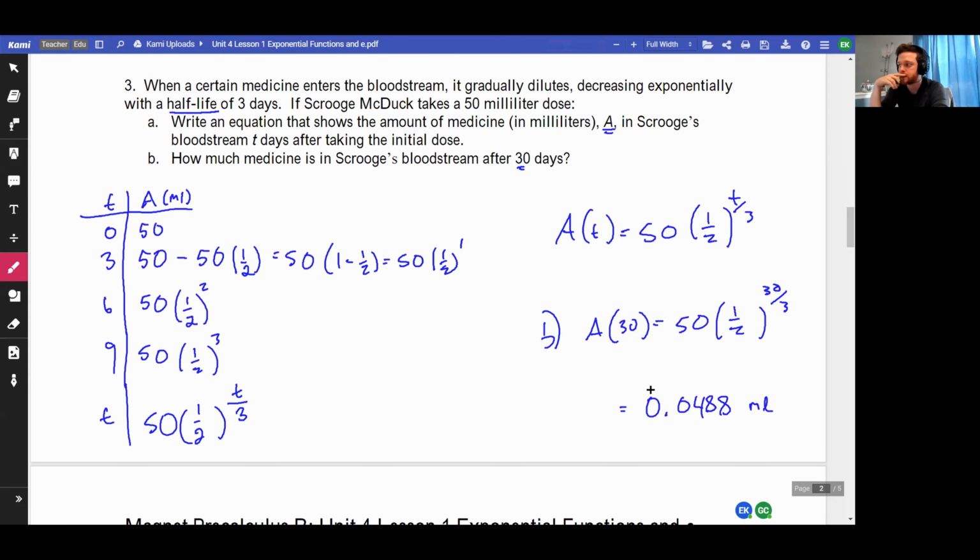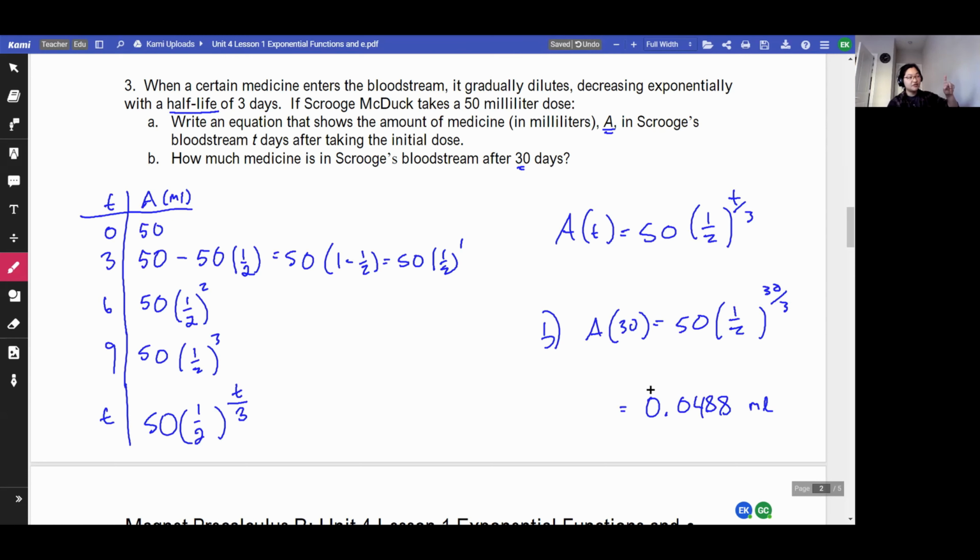And at some point, this medicine is going to be ineffective because it's been diluted so much and it's left the body in different ways. Sweat. I'll let you guys think about other ways that liquids can leave the body. Boom. Cool.